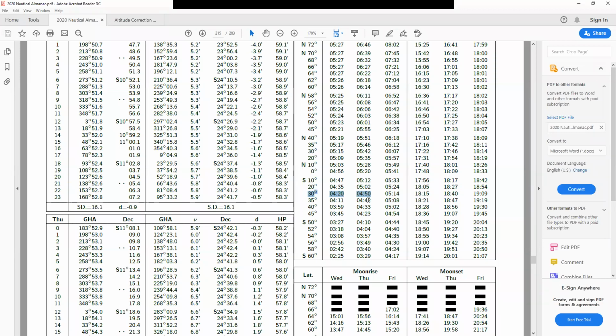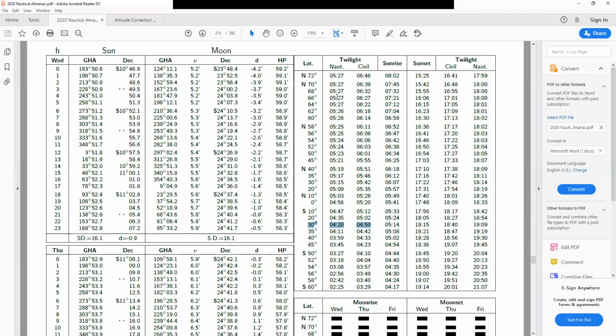So for nautical twilight, it's 4:20. For civil twilight, it's 04:50. And this is at 30 degrees south. And then the next one, and you can write this down, is at 35 degrees south, and that's at 04:11 and 04:42. So just write these values down.